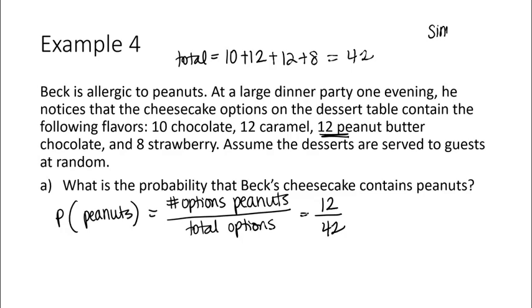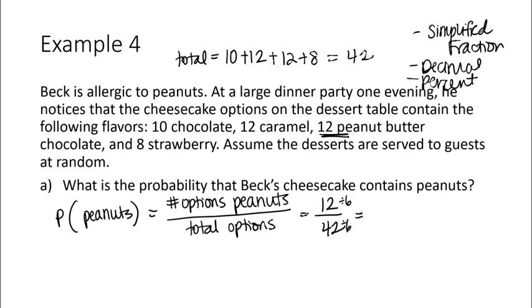Probabilities can be given as a simplified fraction, a decimal, or a percent. If it doesn't specify, then you get to choose. So here we're going to practice all of them. 12 out of 42 could be simplified. Let's see what happens. Actually, I think I can take a 6. I could divide a 6 out of top and bottom. If you're not sure, simplify it by 2. Divide 2 out of top and bottom and see where you go.